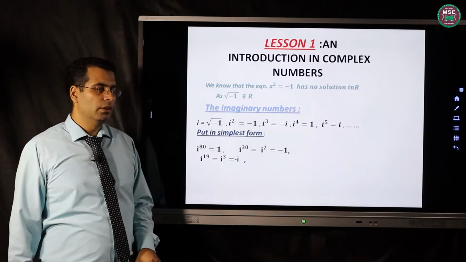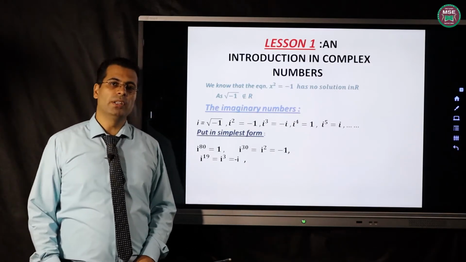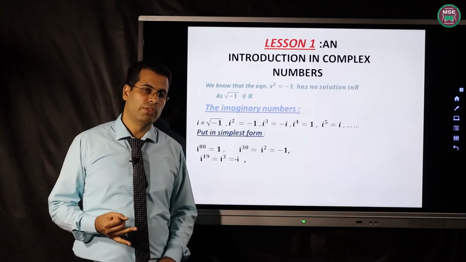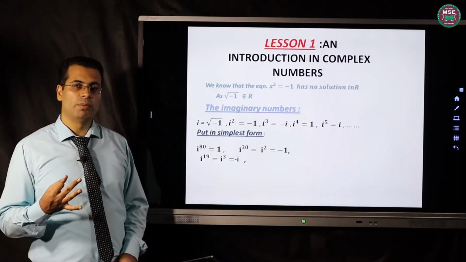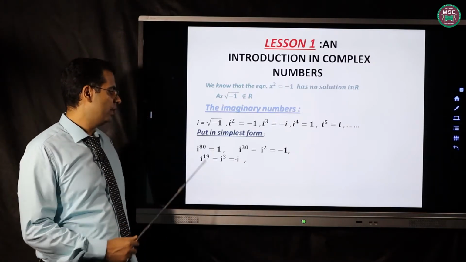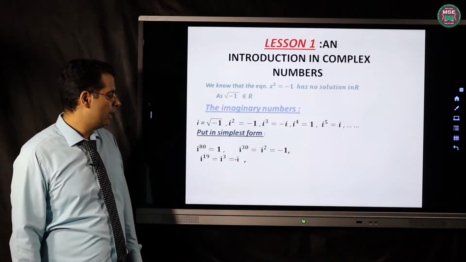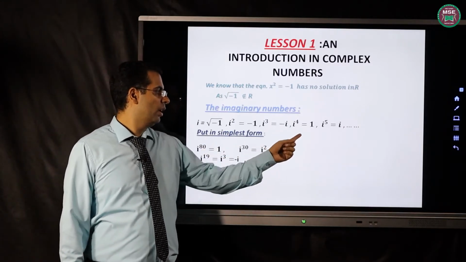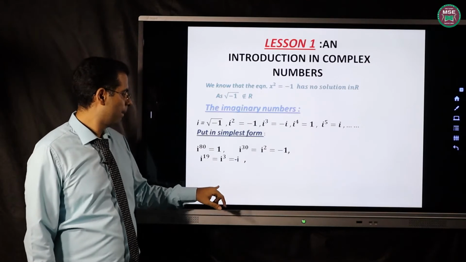I power 19. 19 also is not divisible by 4. 18 is not divisible by 4. 17 is not divisible by 4. 16 is divisible by 4. Then the remainder here is 3. Then we have I power 3, whose simplest form is -I. The simplest form is I, or -1, or -I, or 1.